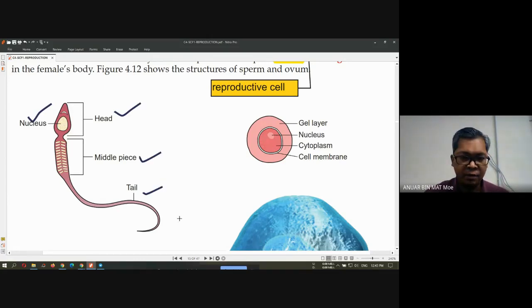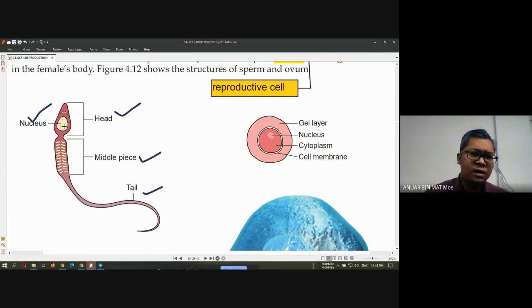Just remember that, right? Okay, and then the nucleus is where your genetic information is, for example, the color of your skin, the type of your hair, the color of your eyes. They contain the DNA, or the genetic information about yourself, in the nucleus of the sperm, at the head here. Inside the head, we have the nucleus. The nucleus will keep all your genetic information about yourself inside the sperm.